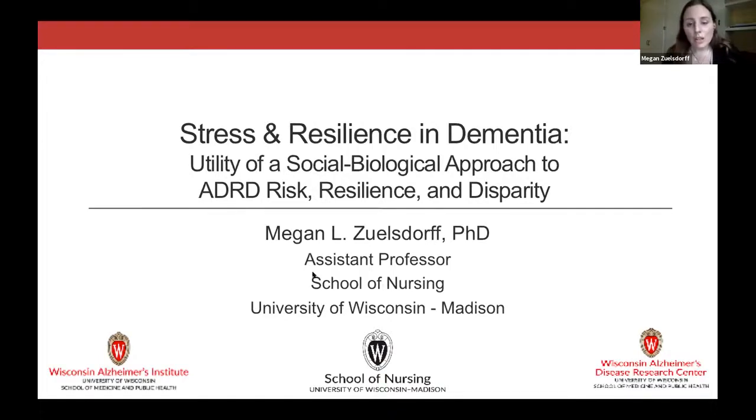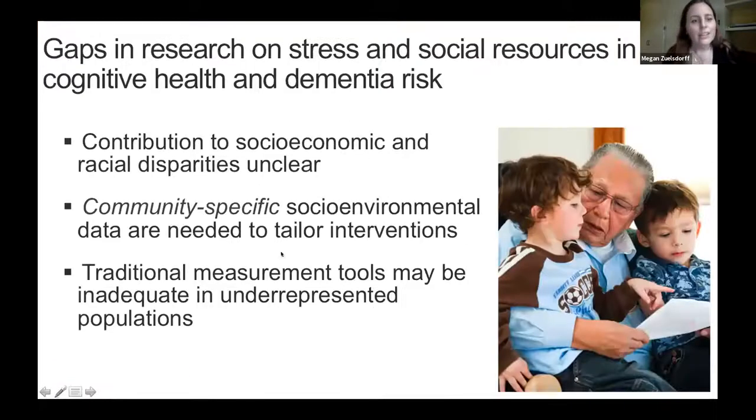So thinking about, why am I stuck? Thinking about these diverse pathways, I think it's not surprising that there's a fairly formidable body of literature demonstrating, as Dr. Barnes hinted at, that stress of all kinds, all different kinds of constructs, associates with ADRD brain changes like neurodegeneration, as well as cognitive decline and dementia risk. That said, I think there are still some pretty glaring gaps in that body of literature.